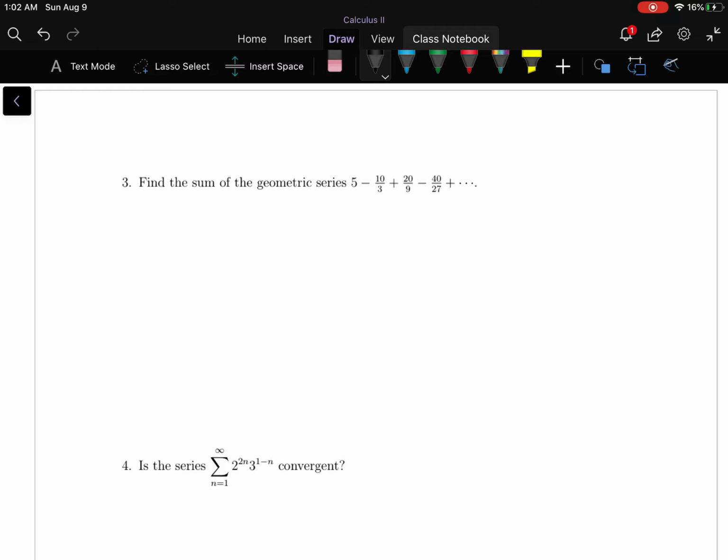So when I look at this, I realize, okay, well, to get from 5 to negative 10/3, I had to multiply by negative 2/3. And to get from negative 10/3 to 20 over 9, if I multiply that by negative 2/3, that would work. And from 20 over 9 multiplied by negative 2/3, that would give me negative 40 over 27, which is the fourth term. And so I could tell that the r, the common ratio, must be negative 2/3.